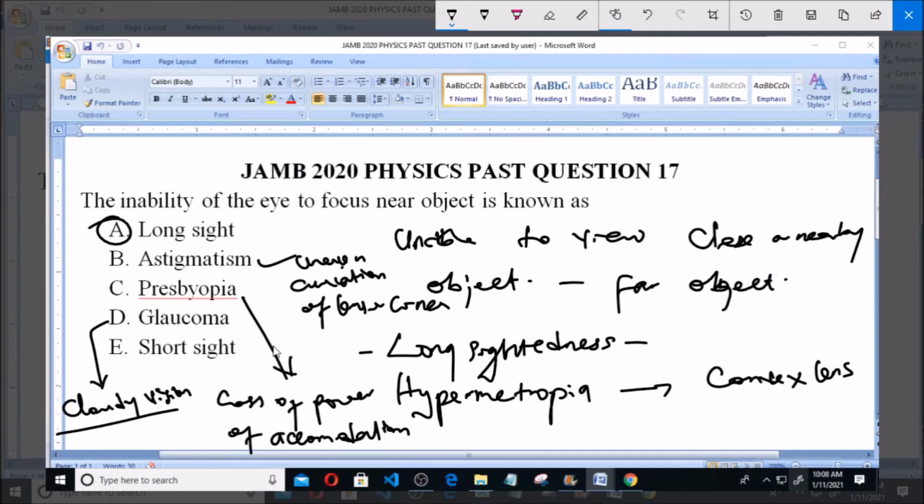Then short-sightedness is the opposite of long-sightedness. In short-sightedness, nearby objects can be seen clearly, but far objects cannot be seen. The cause is that the eyeball is longer than normal, so the image is formed before the retina. But in the case of long-sightedness, the image is formed after the retina. So in short-sightedness, far objects cannot be seen, but nearby objects can be seen. Another name for short-sightedness is myopia, and it's corrected using the concave lens, or what we call the divergent lens.